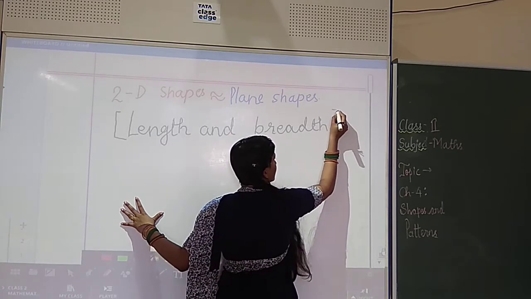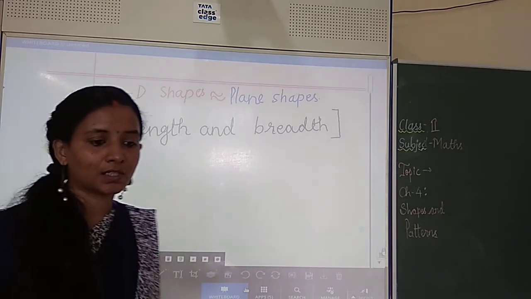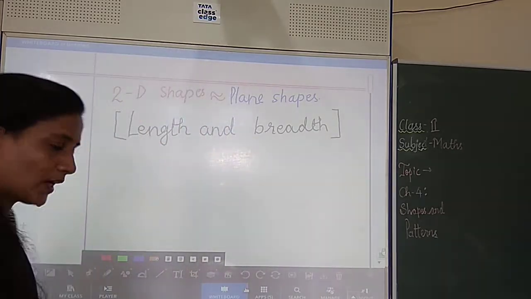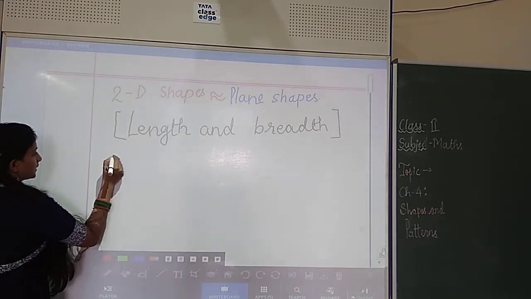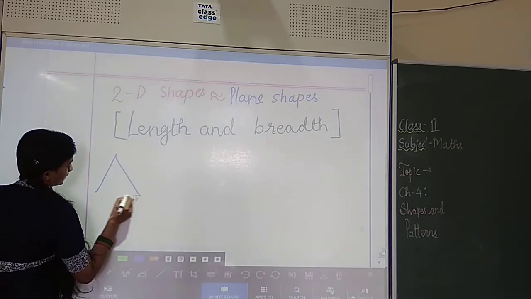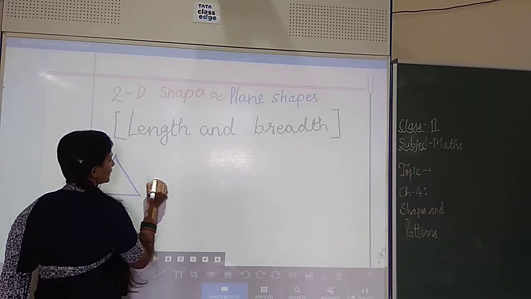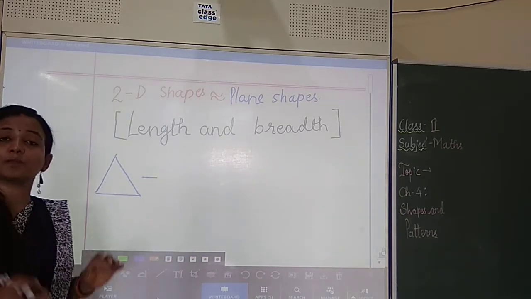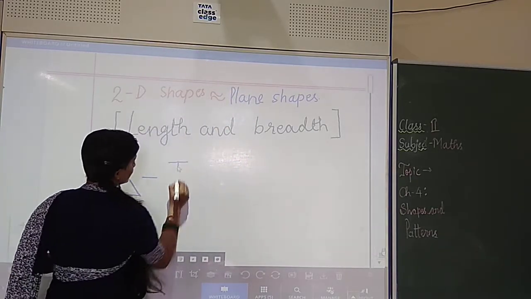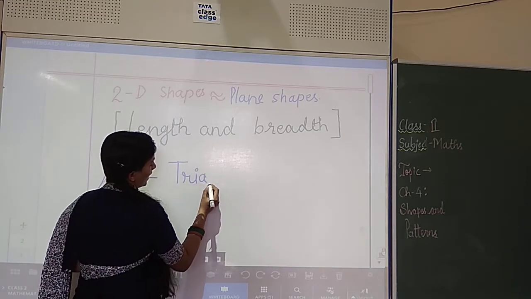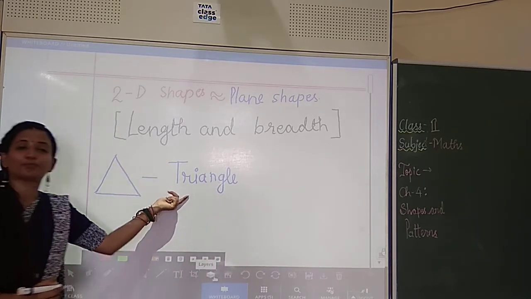So, the very first shape is the triangle. We'll start with the triangle. See the triangle. This is the shape. Triangle is the name of this shape. Learn the spellings also carefully. This is the spelling of triangle.